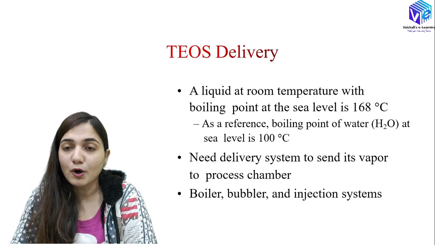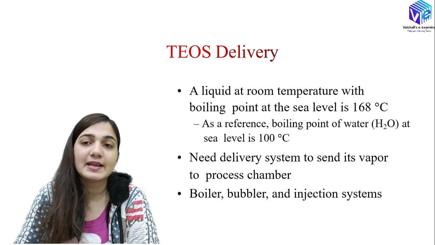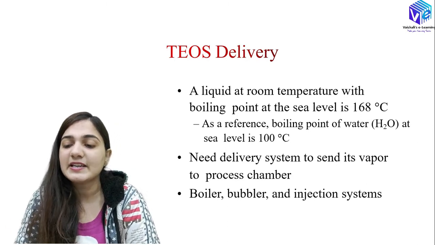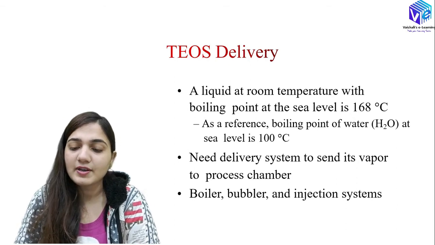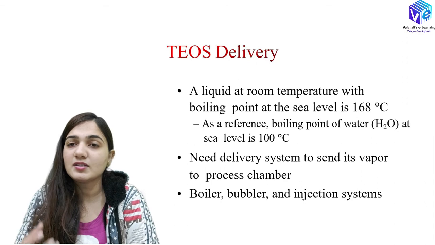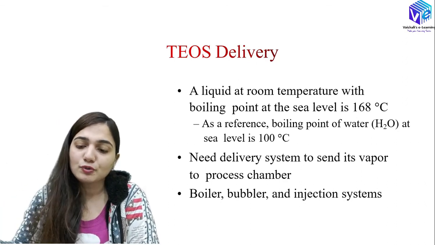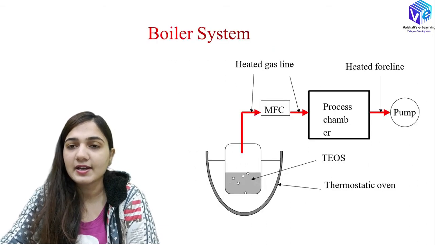So we want to have some delivery system. We want to send its vapor. We don't want to send it in the liquid form. We want to send it in the vapor form. So we need a delivery system to send its vapor to the process chamber. So whenever I am using a delivery system of higher temperature, then only it can vaporize and the vapors can go to the process chamber. We can use the boiler, bubbler and the injection systems as the delivery system.